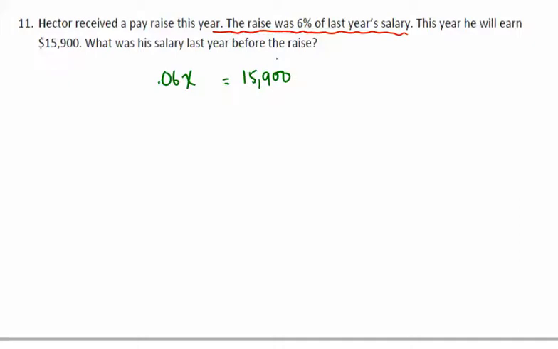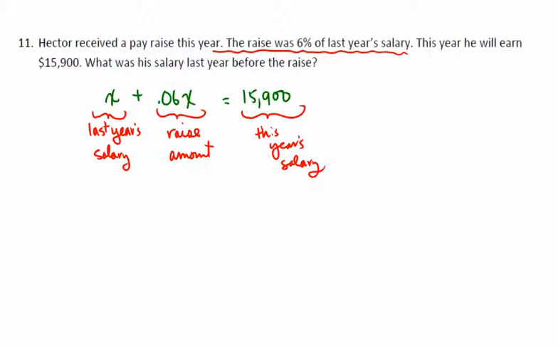Well, the raise amount is not $15,900. To find the $15,900, we'll have to add last year's salary plus the raise amount. So last year's salary plus the raise amount gives us this year's salary. And then we'll solve that out. Well, we can think of this x as being a 1x. There's no number in front of it, it's 1. Then we have like terms. 1 plus 0.06, that's like adding $1.06, gives you 1.06x, and that's going to equal 15,900.